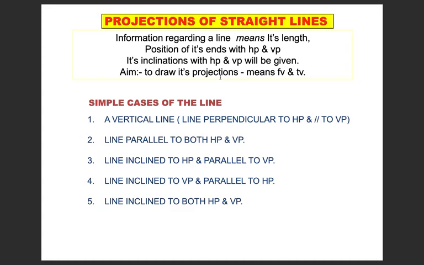So there are 5 simple cases: vertical line perpendicular to HP and parallel to VP, line parallel to both HP and VP, line inclined to HP and parallel to VP, line inclined to VP and parallel to HP, and line inclined to both HP and VP. So I will show you some common problems on these.